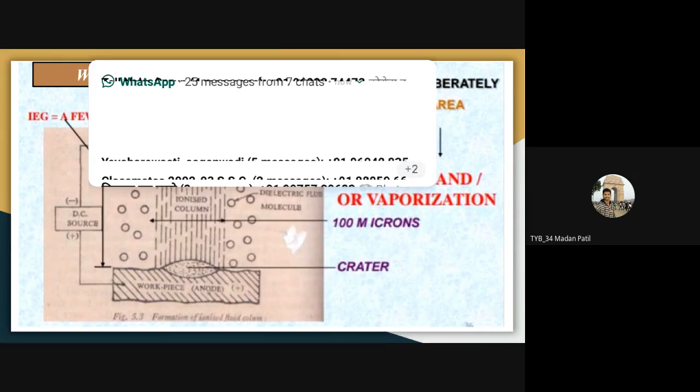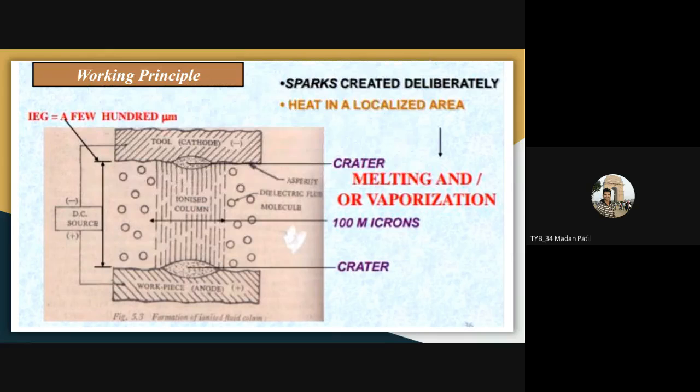Heating of the anode will take place due to the bombardment of electrons. Okay, heating of the anode surface. Anode means our workpiece. And heating of the cathode will take place due to the bombardment of the ions. So thus it ends up in a momentary current impulse, and the result we get is a discharge.